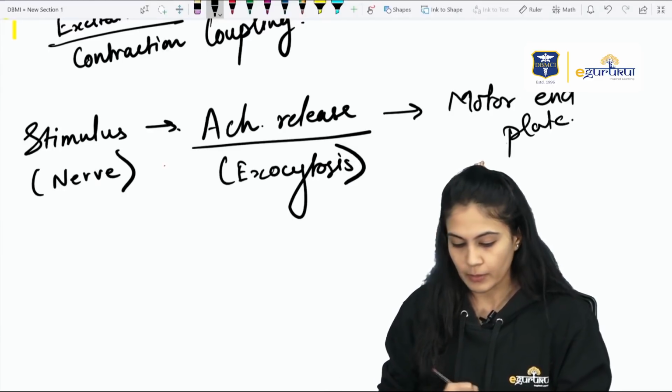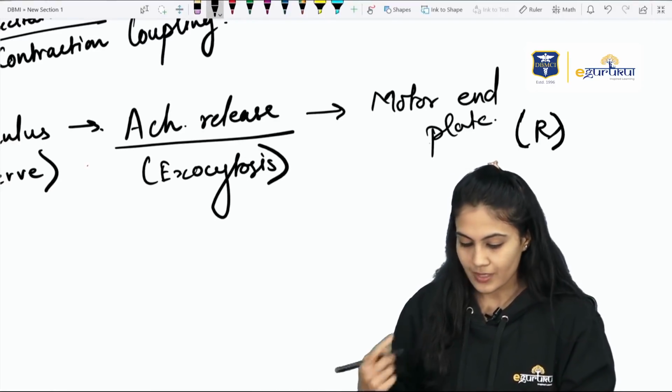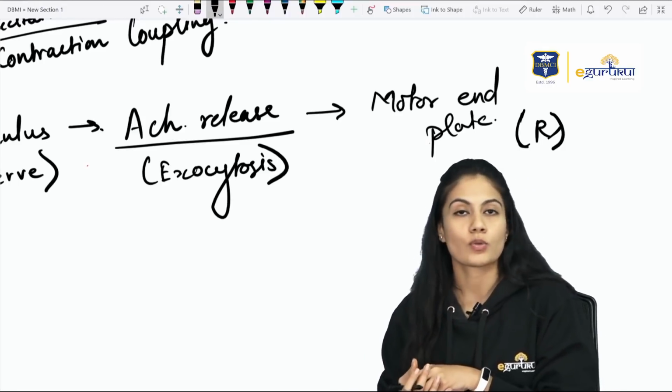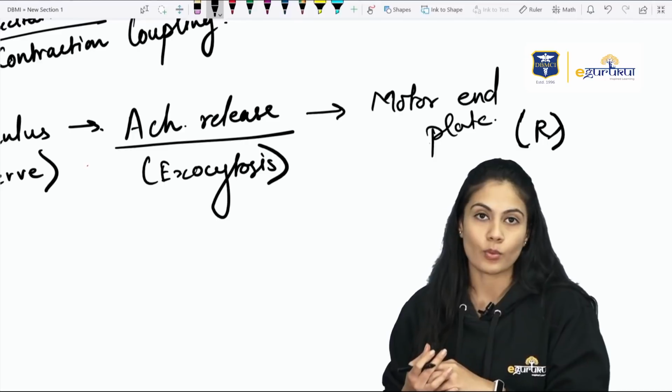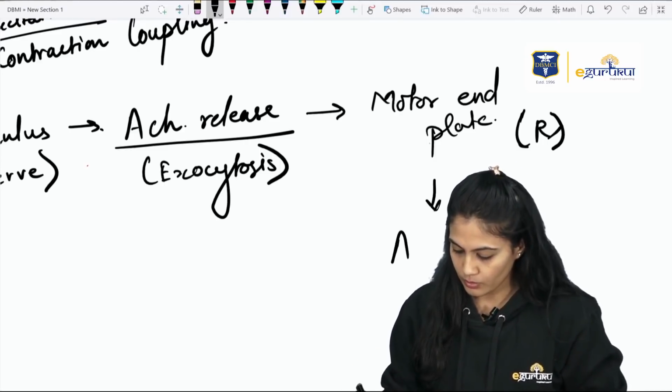That is the postsynaptic membrane, wherever the receptors are available. Once the ligand is attached to the receptor, what is going to happen? The action potential is going to get generated in the muscle. So, there is a generation of action potential.